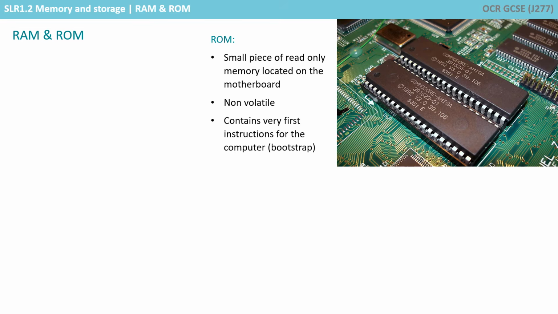The ROM is a small piece of memory soldered to the motherboard. It contains the very first instructions for the computer, to check the hardware is installed correctly and to load the basic input-output system. These very first instructions are also known as the bootstrap. Software stored on the ROM is referred to as firmware.